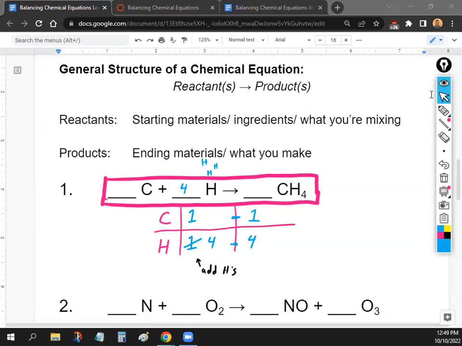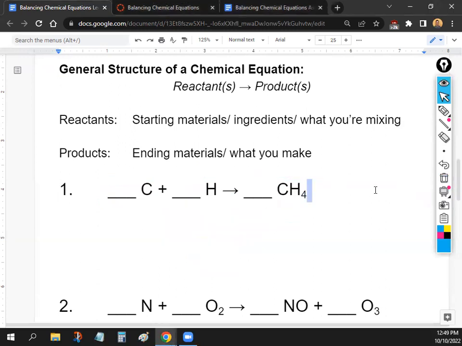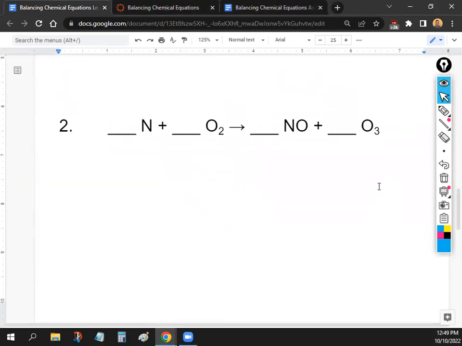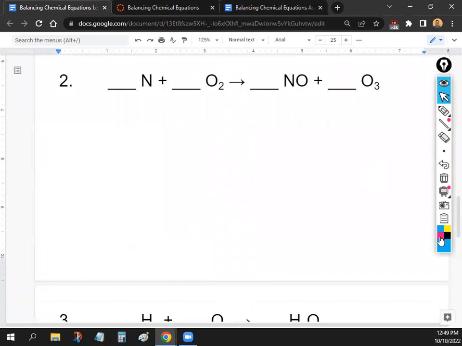All right, so I know this might be a little tricky, so let's do another practice problem together. We got 5 that we got to go over today, but that's the first example, okay? All right, let's move on to number 2. So for number 2, same thing. We're going to count up the elements.